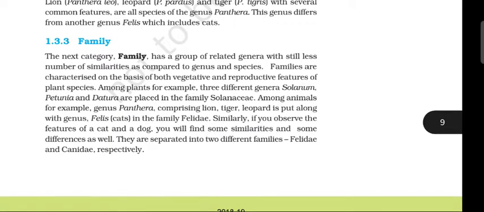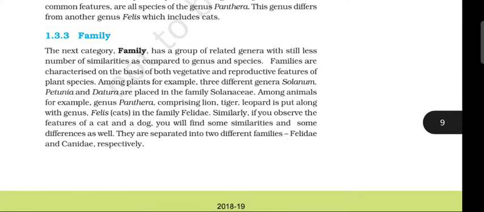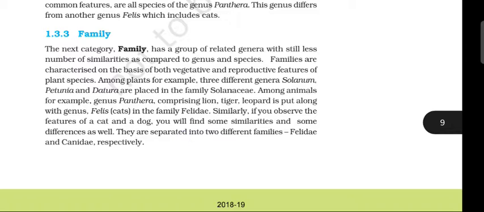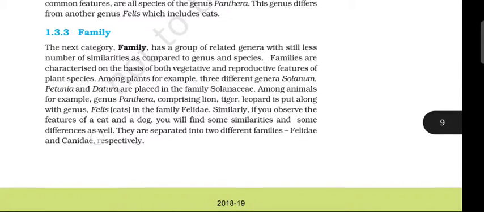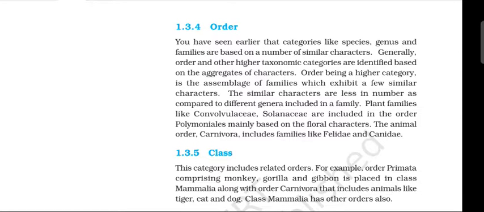Felidae. Similarly, if you observe the features of cats and dogs, you will find some similarities and some differences as well. They are separated into two different families, Felidae and Canidae, respectively.